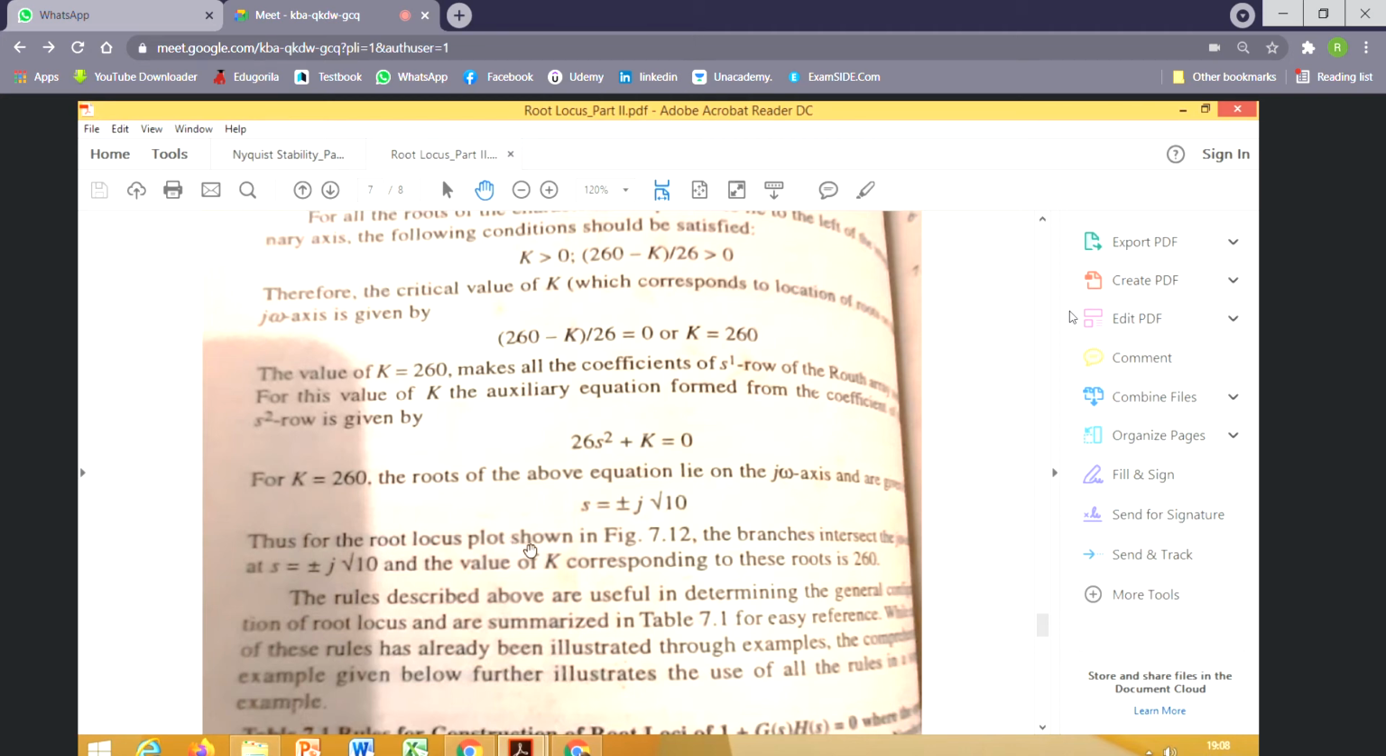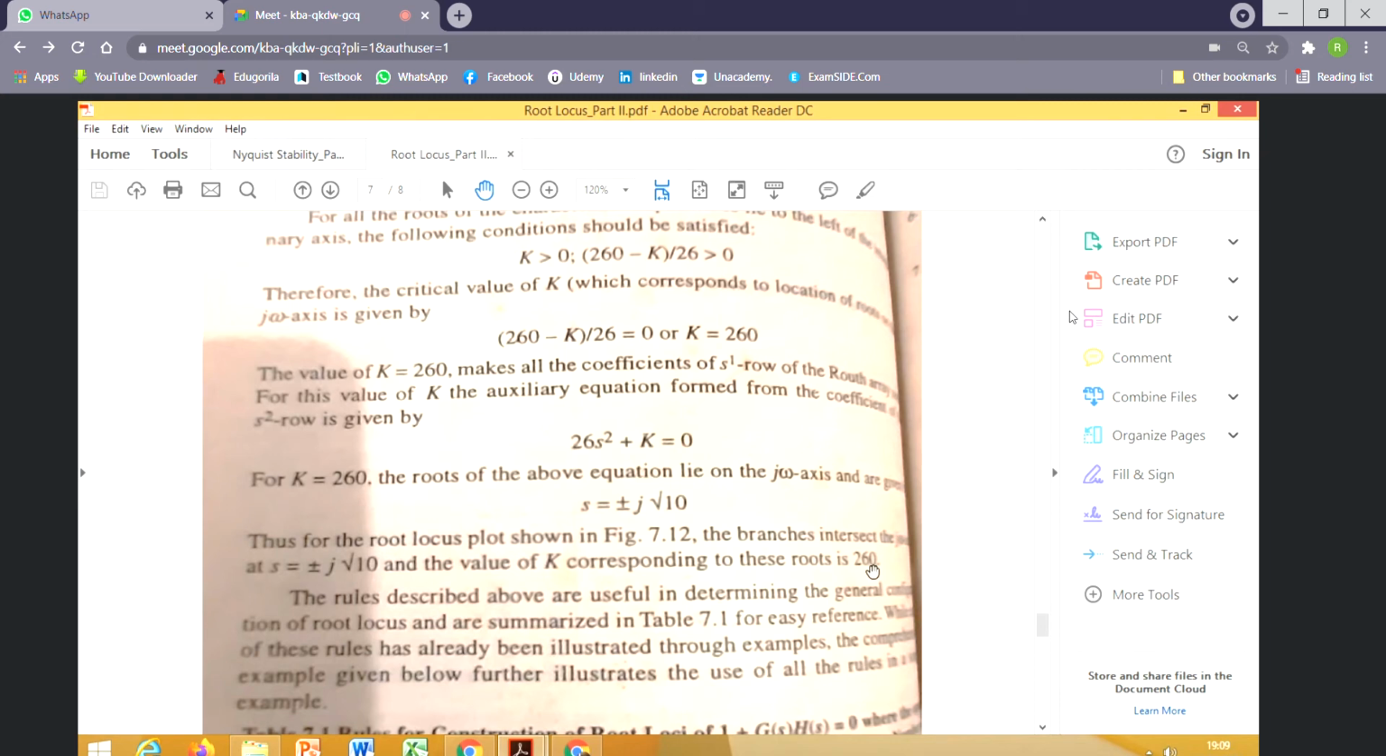So the two root branches will intersect, since we are getting one complex conjugate root pair. The two root branches will intersect the imaginary axis at two points, for which the value of s is plus minus j root 10, and the limiting value of gain k is equal to 260.